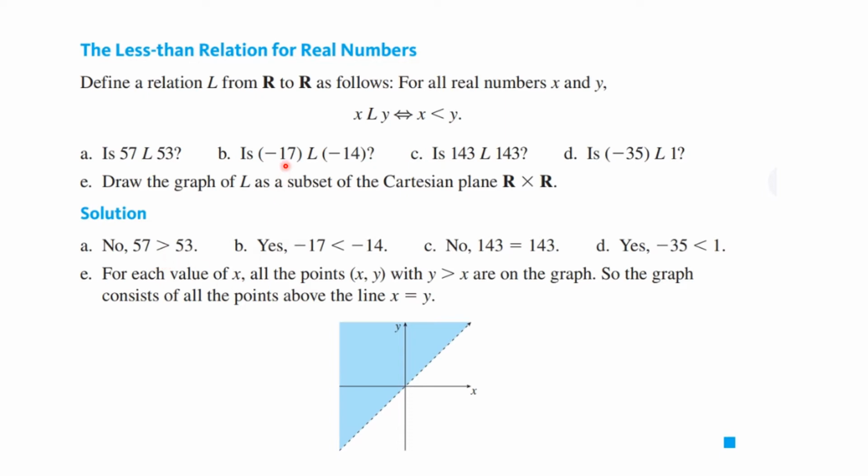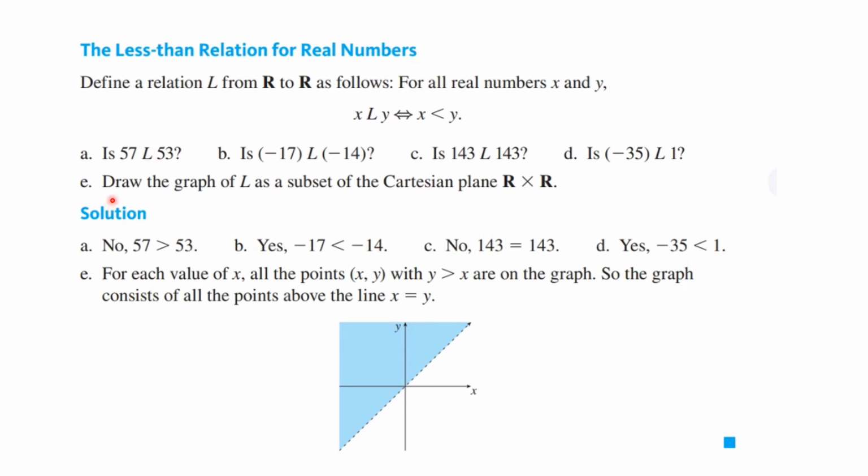Is minus 17 less than minus 4? Yes, because minus 17 is to the left on the number line. Is 143 less than 143? No. 143 is equal to 143, not less than. And is minus 35 less than 1? Yes, because minus 35 is to the left of 1 on the number line.